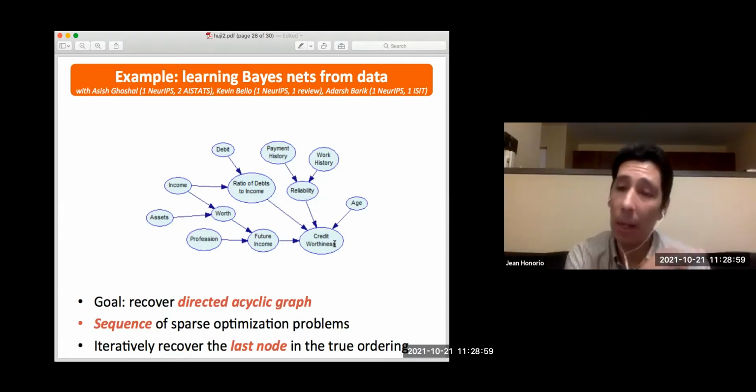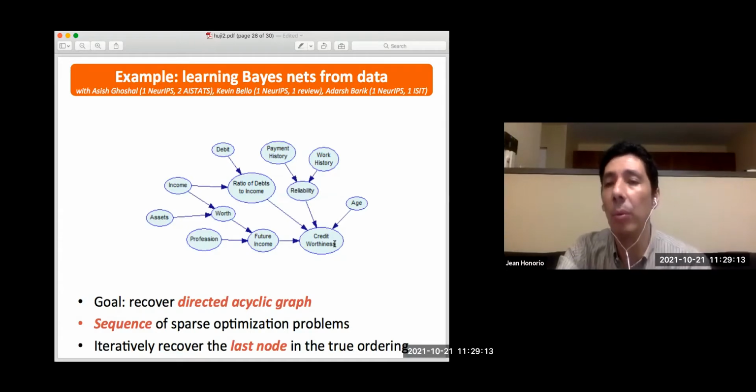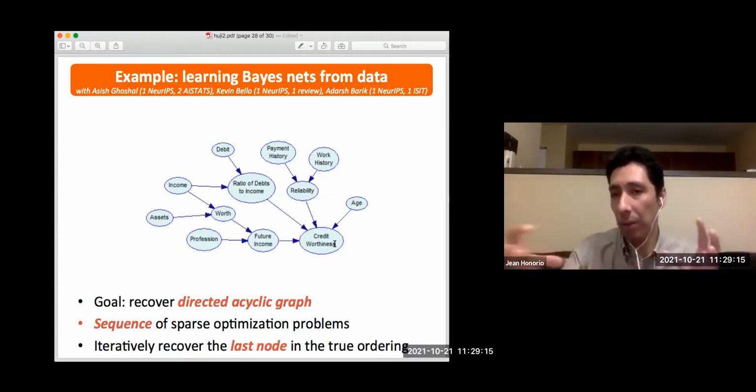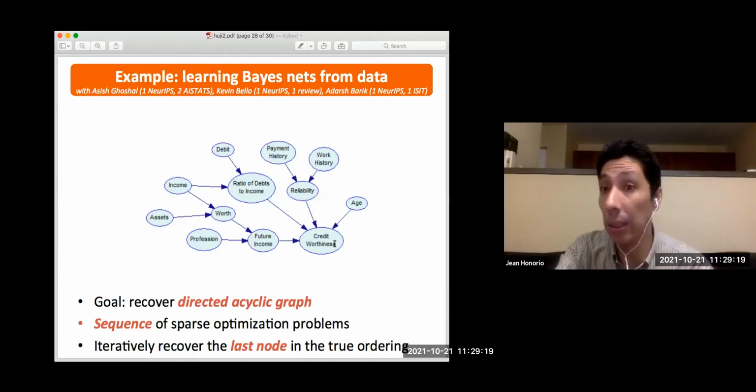This problem and all the problems that I showed you before are also worst case NP-hard. This one is related to the maximum weight directed acyclic graph problem, which is NP-hard and also NP-hard to approximate. But if you assume this generative model, you can also get an algorithm that recovers the correct Bayesian network, or the Bayesian network that generated the data.